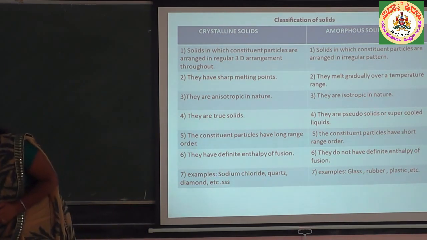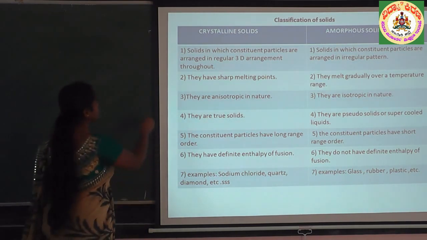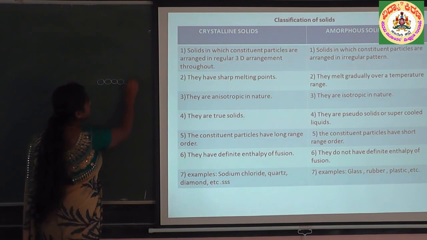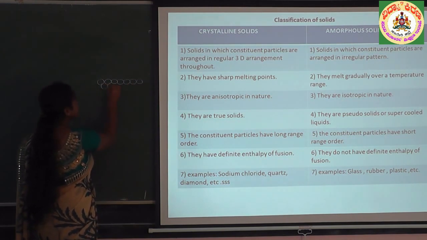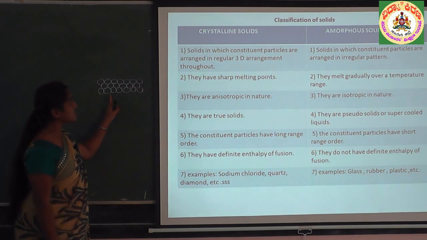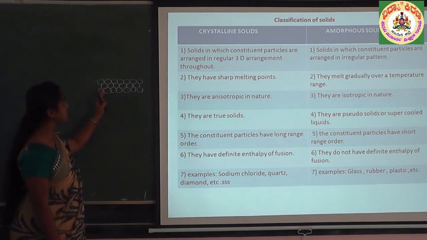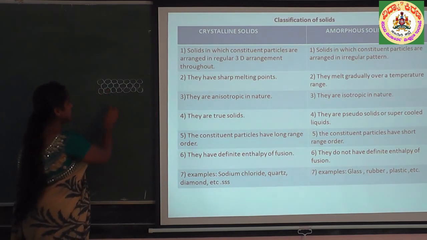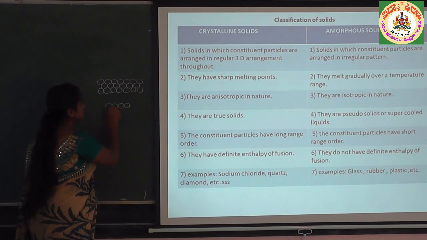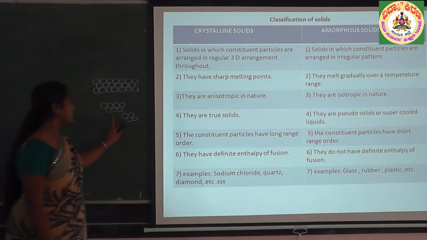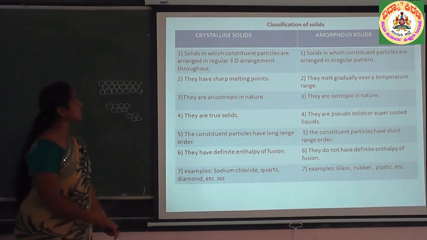Suppose in crystalline solids the constituent particles are in 3D. This is an example of crystalline solids, where the constituent particles are arranged in three dimensions throughout. But in amorphous solids it is irregular. Only up to some extent can they arrange. This is an example of amorphous solids and this is an example of crystalline solids.